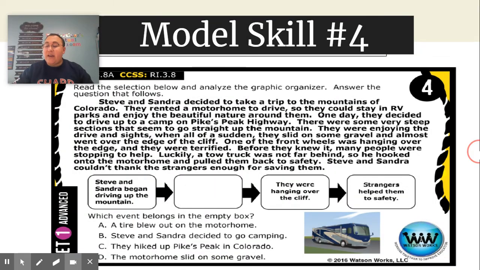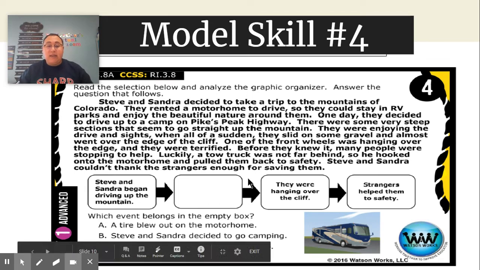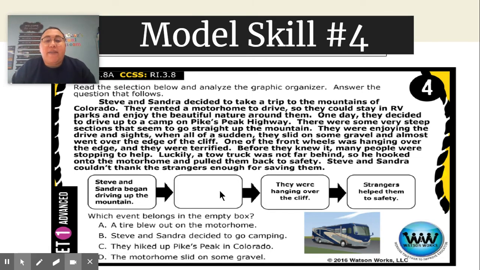Now, here is my very last question with sequencing. So with sequencing, we're going to be thinking about how do I find the missing event in this story. So let's first read the story. It says, Steve and Sandra decided to take a trip to the mountains of Colorado. They rented a motorhome to drive so they could stay in RV parks and enjoy the beautiful nature around them. One day, they decided to drive up to a camp on Pikes Peak Highway. There were some very steep sections that seemed to go straight up the mountain.